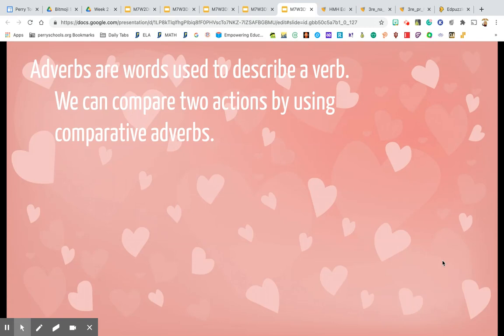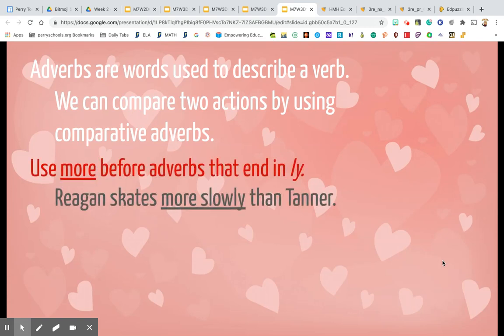Adverbs are words that describe verbs, and we can compare two actions by using comparative adverbs. We use more before adverbs that end in ly. Reagan skates more slowly than Tanner. So the verb is skates. The noun is Reagan. So we're asking ourselves, how does Reagan skate? He skates slowly, but we're comparing Reagan to Tanner, and we're going to say more slowly.